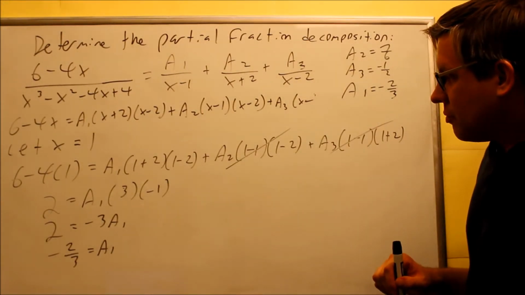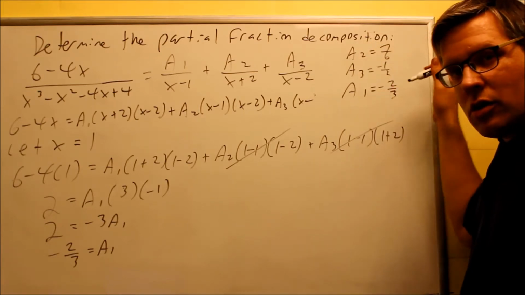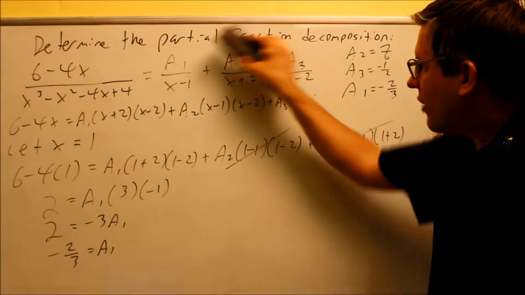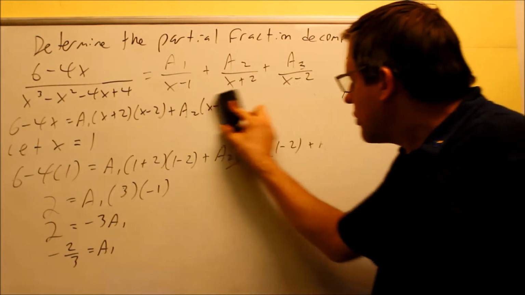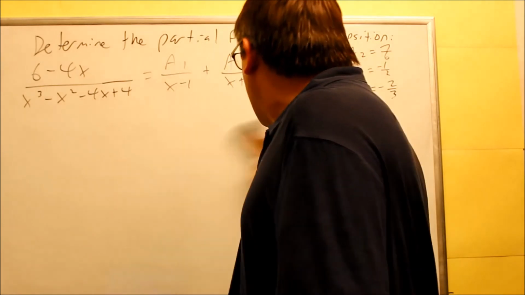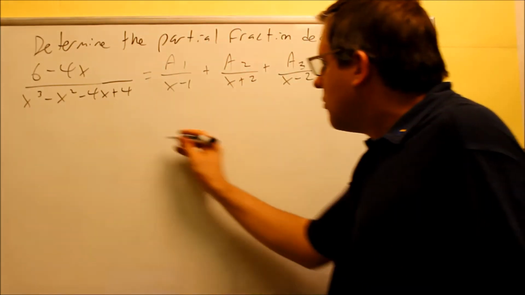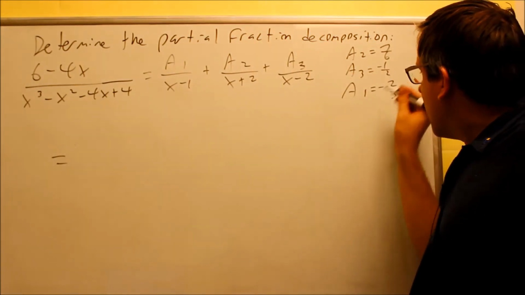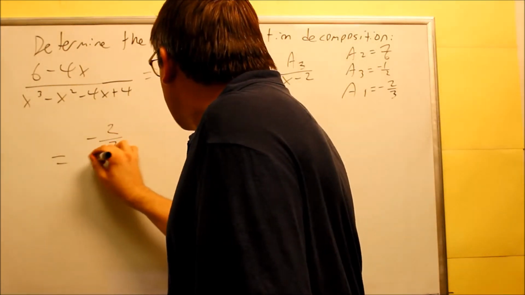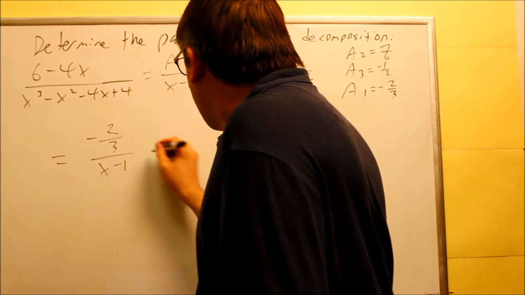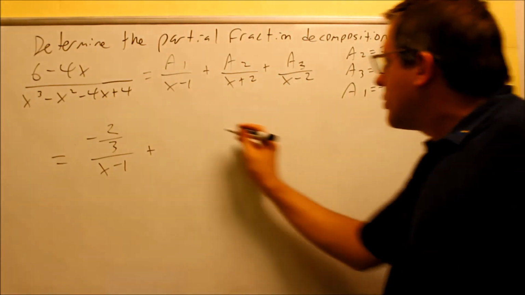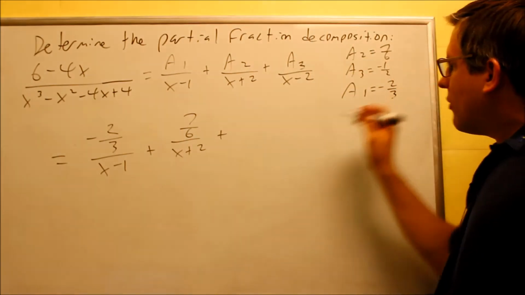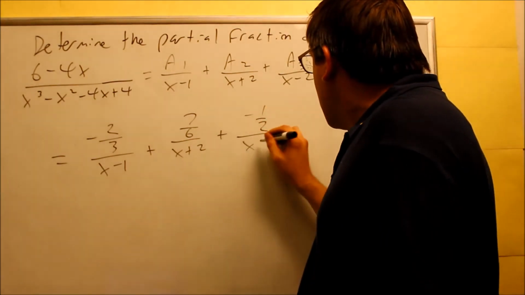So I have these that I found by working through my convenient values, and I'm going to go ahead and erase this because I'm going to plug my values back in to the original one. So I'm basically going to substitute the values in for A1, A2, and A3. A1 is negative 2/3 over x minus 1. A2 is 7/6 over x plus 2. And then A3 I have is negative 1/2 over x minus 2.